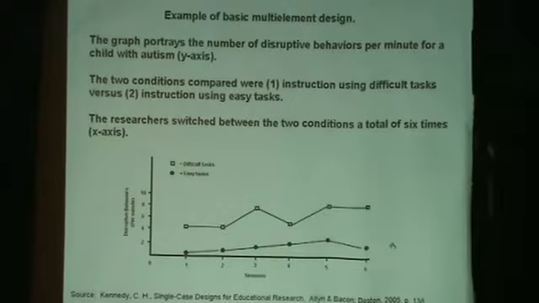Not complicated at all. Let's take a look at another one. Here the dependent variable was reading comprehension of a student with learning disabilities. So this is reading comprehension. Let's say the number of problems they got right on reading comprehension. It goes from 0 to 10.